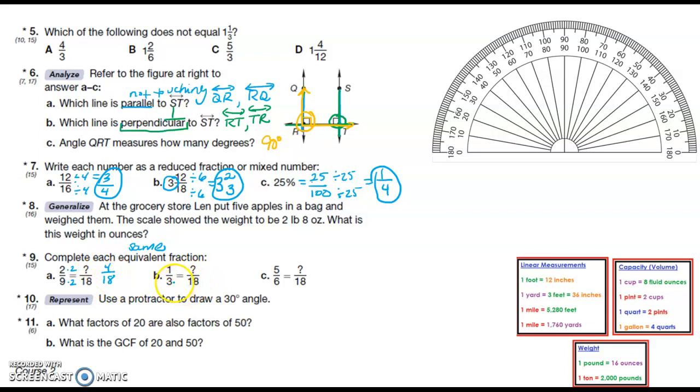3 times what is 18? 6. Multiply the top. 6 times what is 18? 3. Multiply across the top. All right.